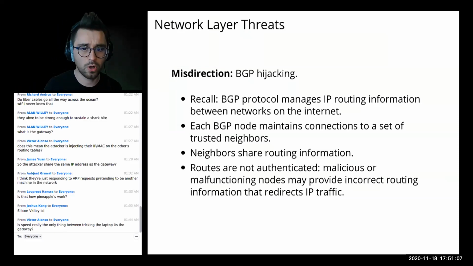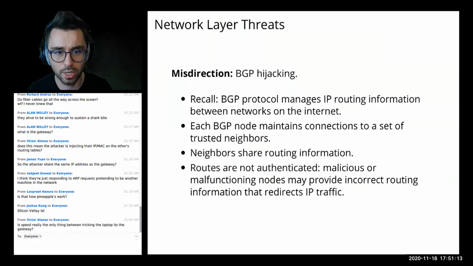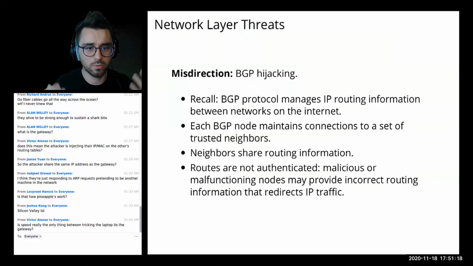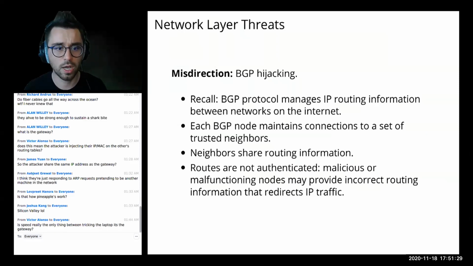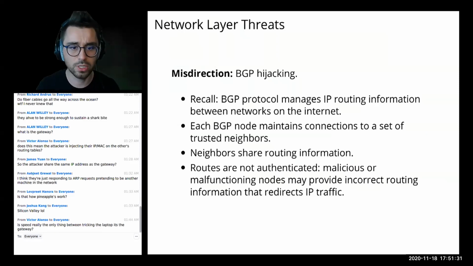So BGP is a protocol that the autonomous systems that form the internet use to share routing information between these networks, right? So it's the protocol we use to share routing information. Each BGP node maintains connections to a bunch of its neighbors, right? The peers are one kind of neighbor, and there are different kinds of relationships between these BGP nodes.